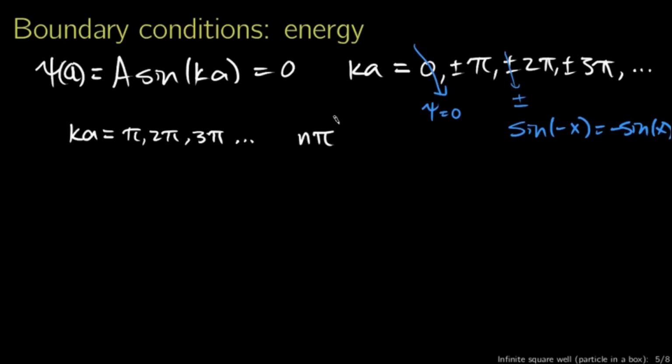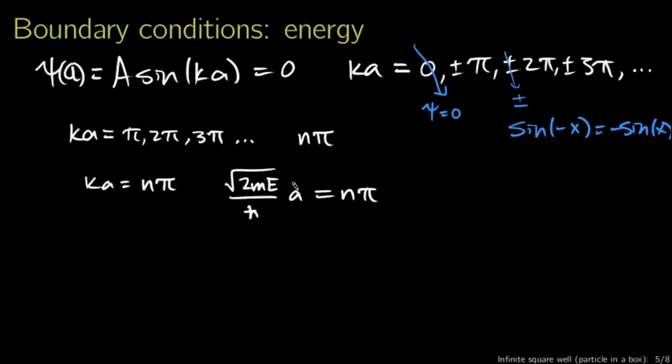Now, if k times a is going to equal n times pi, let's substitute in for k, which we had a few slides ago as root 2mE over h bar. So k times a is equal to n pi. This is interesting. We now have integers coming from n as part of our solution. So we're no longer completely free. We in fact have a discrete set of values.